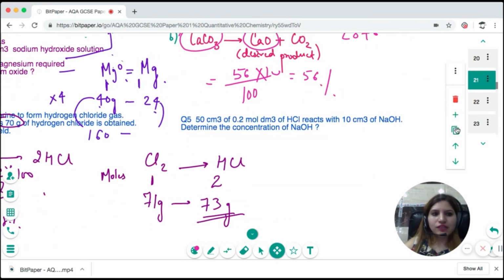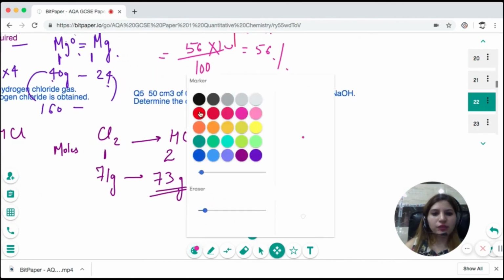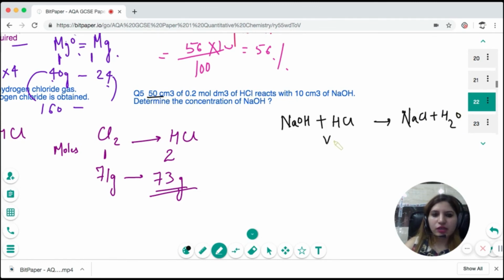It says 50 cm³ of 0.2 moles per dm³ HCl reacts with NaOH. You need to determine the concentration of NaOH. Now remember the steps that I told you. You first write the reaction. So NaOH plus HCl gives NaCl plus water. Whatever I know, I'll write underneath it. So 50 cm³ of HCl is given. So the volume is 50 cm³. So I'll write 50 divided by 1000, which is 0.05 dm³.